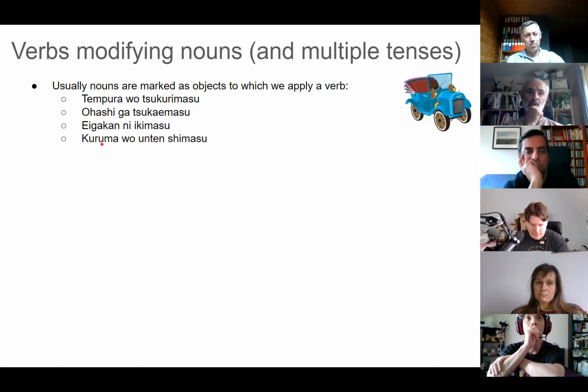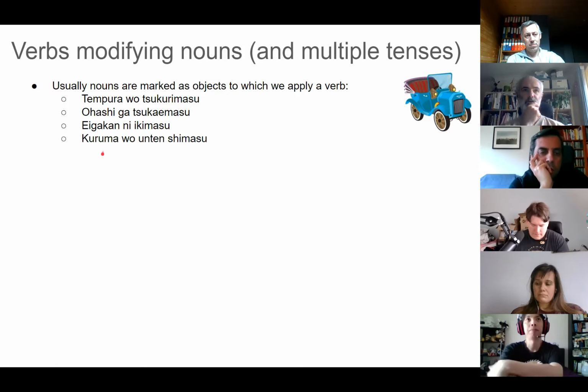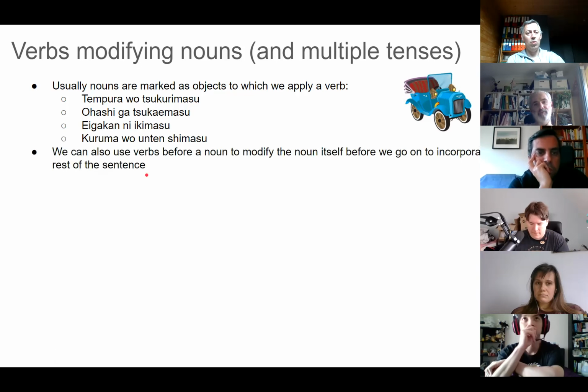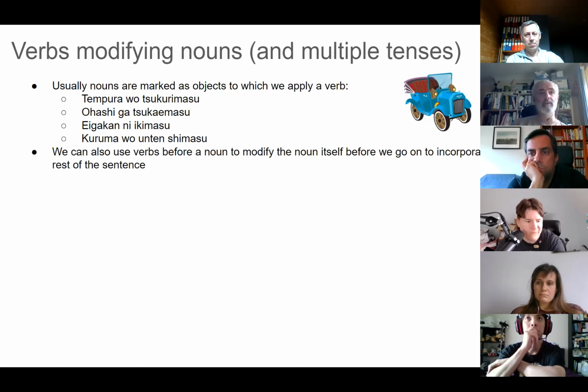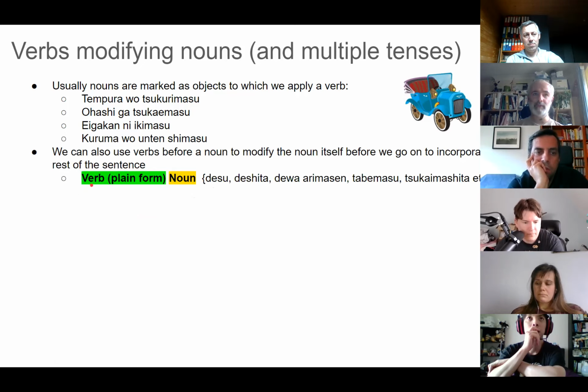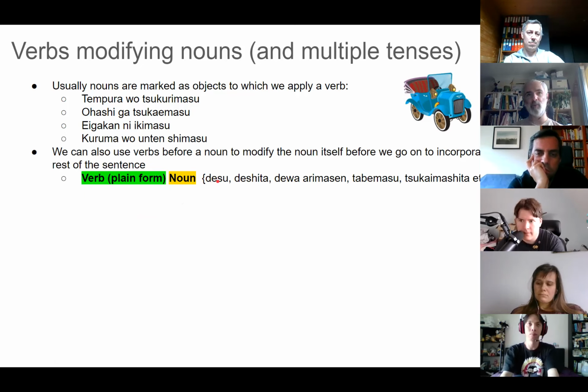And kuruma o unten shimasu. I drive the car. But we can also put verbs before a noun to modify the noun itself before we go on and take that noun and make it the object of another verb. So we can actually make verbs into adjectives. The way we do this is we take the verb in the plain form and then we use the noun, and then we can actually make the principal verb or state afterwards. So desu, it is, or deshita, if you want to put this in the past.